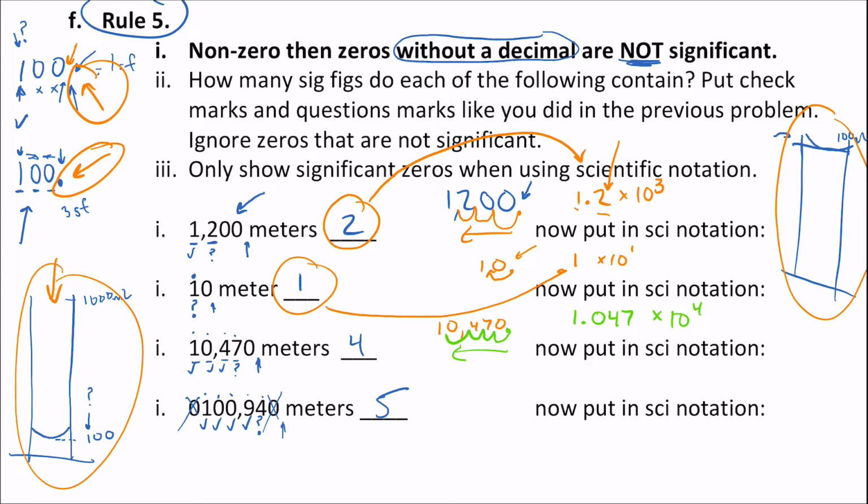And the last one, we have 100,940. So with this one, this 0 doesn't matter. You don't need it. This 0 is not significant, but we still need it for the decimal place. So 1, 2, 3, 4, 5. We went to the left 5 times. So it'll be times 10 to the positive 5th. And now we'll write it as 1.0094. 5 sig figs, 1, 2, 3, 4, 5.